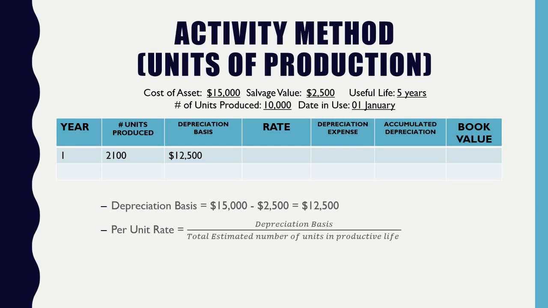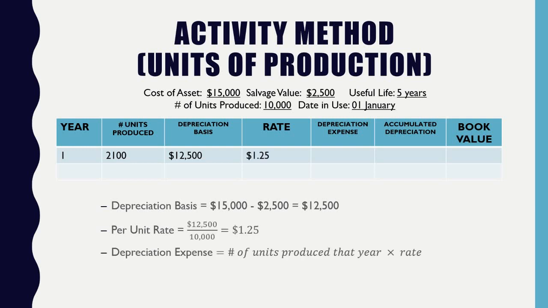Yes, in this case, so it's going to be the 12,500 divided by the total number that it can produce. So in this case, the total amount that I can produce is 10,000 units. So if you did your calculation, it is $1.25. So that's my per unit rate.